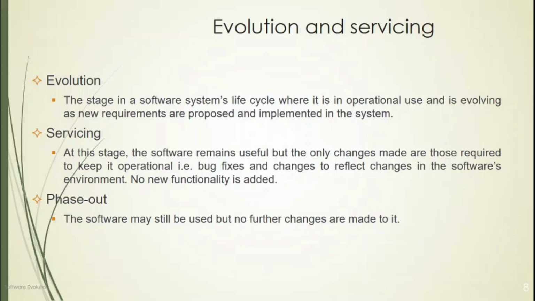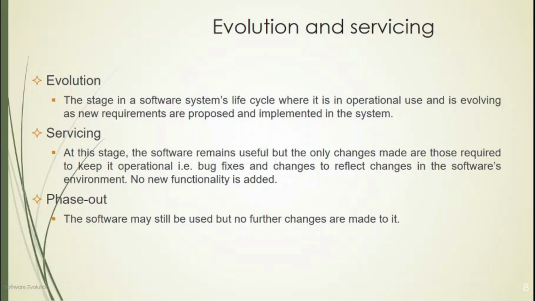In phase-out, the software may still be used, but no further changes are made to it. All the changes have been done to the particular software. There is no need of evolution, no need of servicing, and it is not able to take any changes. So that is phase out. There is then no use of that particular software. We have to switch over to other new software for the application. So these are the three phases of the software evolution: evolution, servicing and phase out.